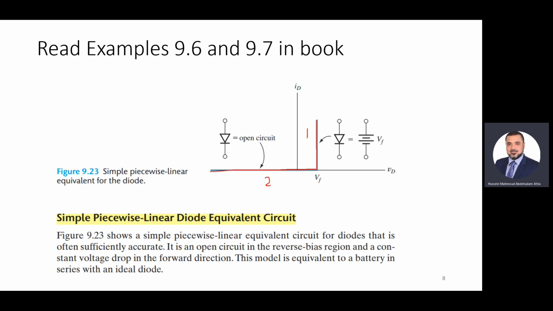So we have either one or two relations. In the first relation, the diode will be replaced by a voltage source. In the second relation, the diode will be replaced by an open circuit. Okay. So this is the simple piecewise model.